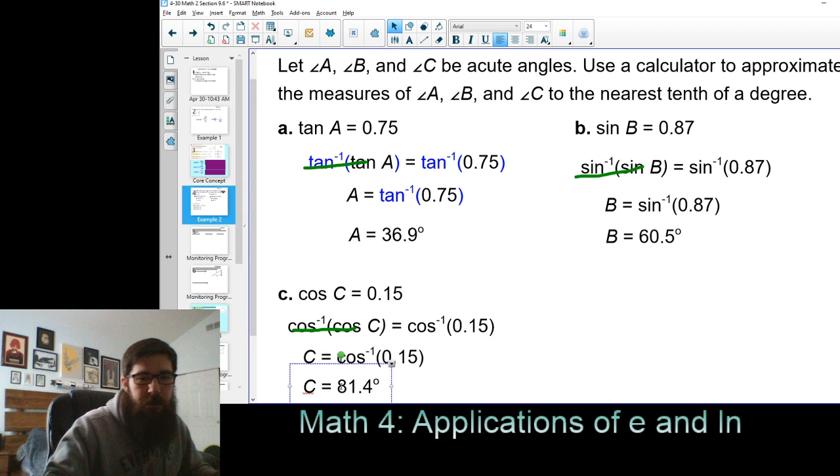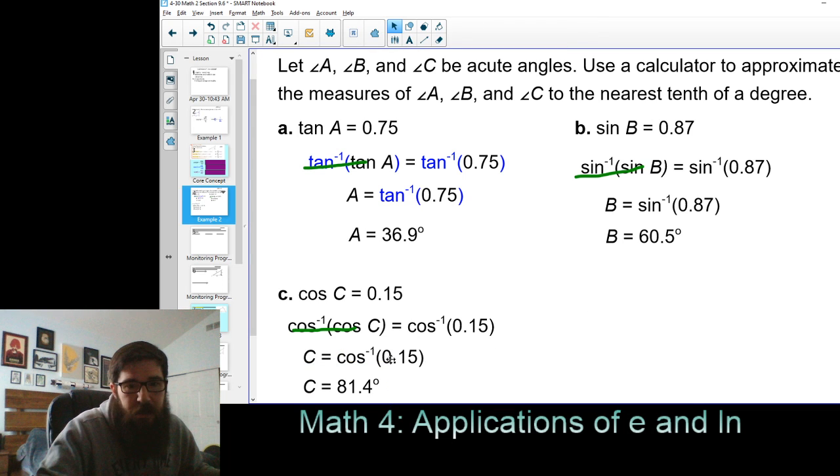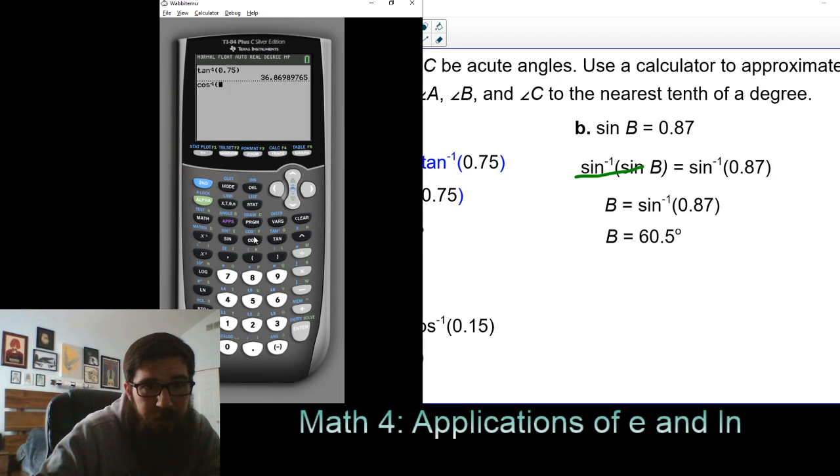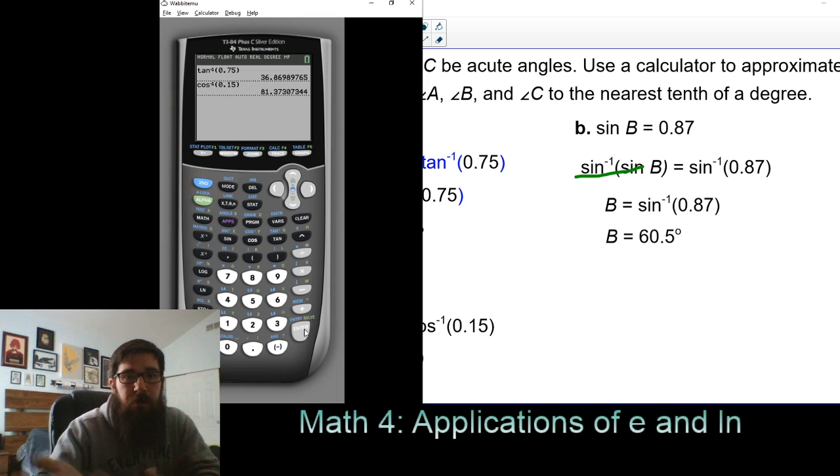81.4 degrees. Let's check the same thing on the TI-83. Inverse cos of 0.15. For the inverse cosine, I still have to hit second and then the cosine button to get the inverse. I'm going to type 0.15, close my parenthesis. Hey, 81.4. Right, round to the nearest tenth. That's the process.